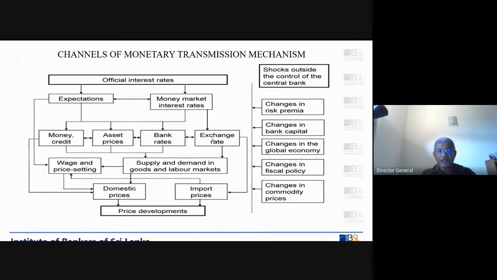Then when the dollar appreciates, it can have an impact on imports. Import prices tend to go up. It is the other way now. Here, the domestic prices go down, but the prices of imported items will go up. So to some extent, this is neutralizing the impact there.